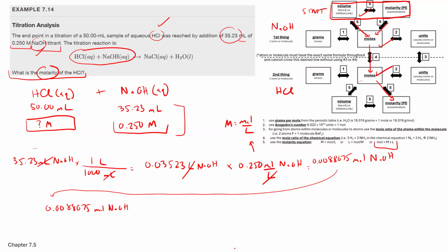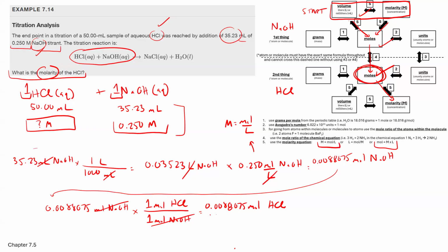We're here. We need to move to now moles of HCl, so we do the mole ratio. But if you look, it's a 1-to-1 because there are no coefficients. So this is going to be 1 mole HCl, 1 mole NaOH, sodium hydroxide. These cancel out. And we're left with 0.0088075 moles of HCl. So now we're here. Now we have to go to molarity. We're trying to find molarity. It's now moles divided by liters.